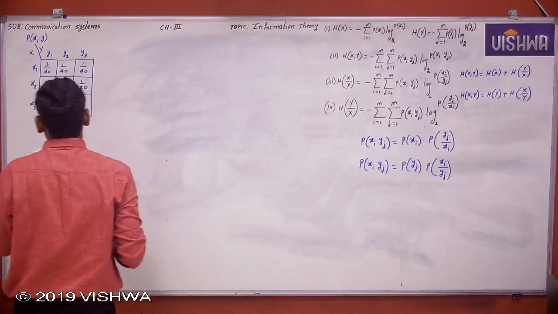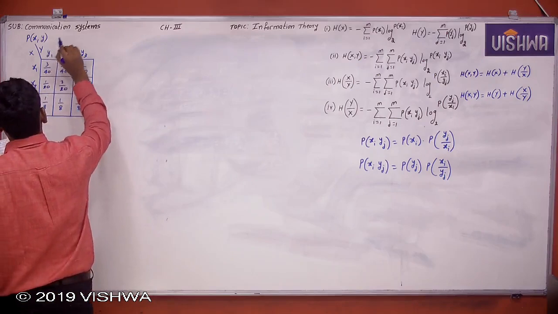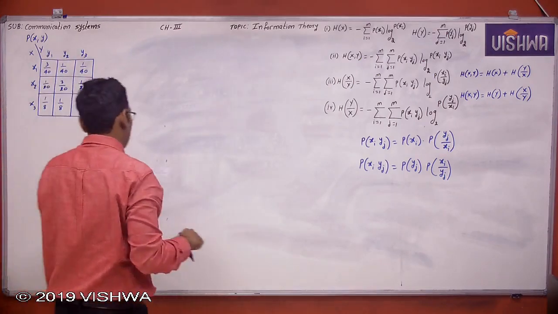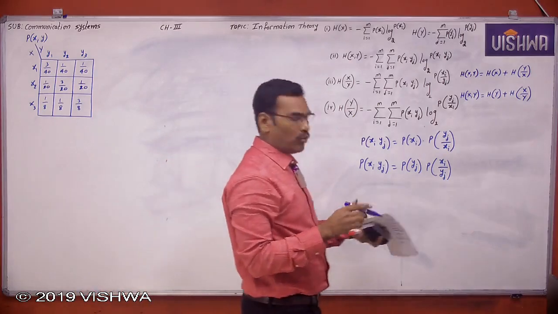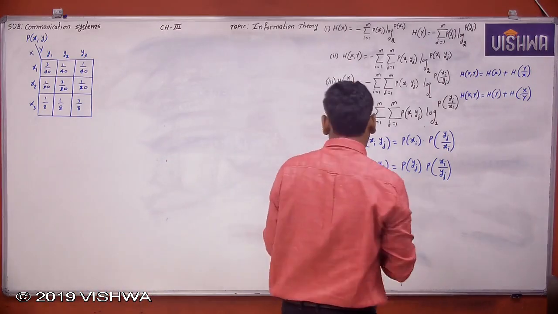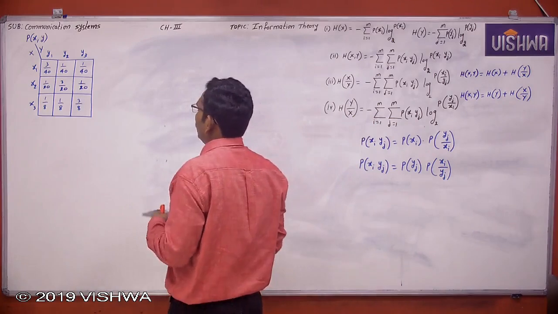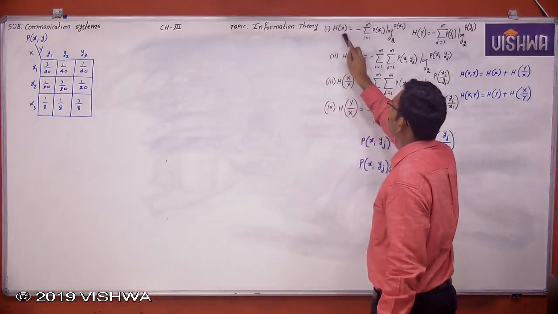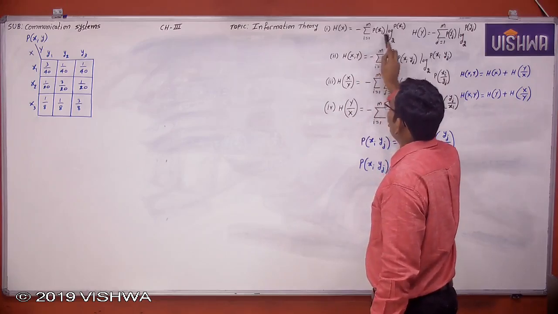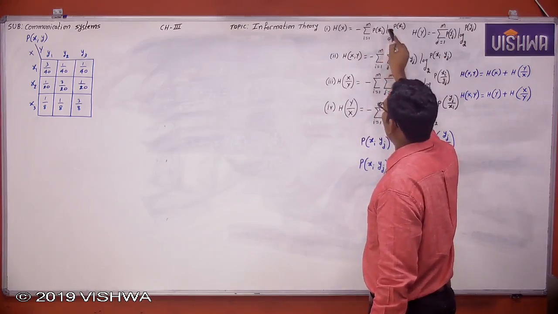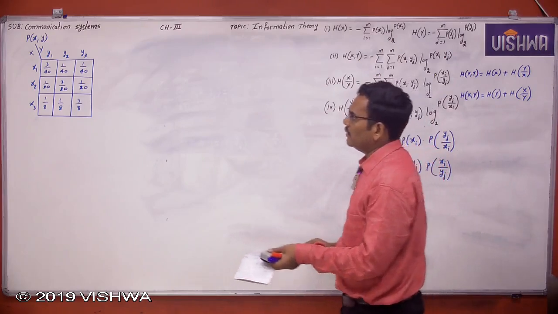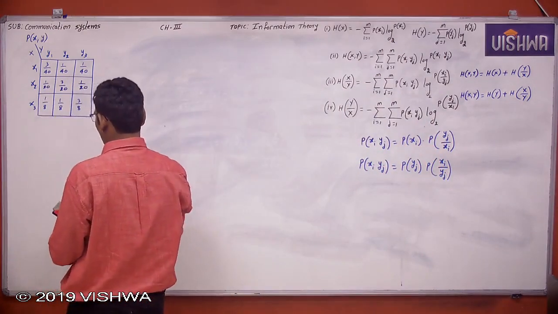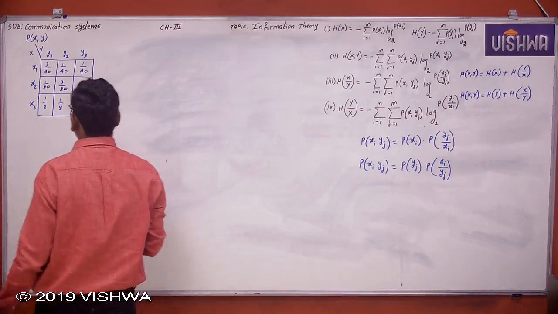Consider the joint probability of two discrete sources x and y is given. Now he is asking to calculate all the entropies. First of all, if you want to find h of x, entropy of a source x, we require the probability of symbol x1, probability of x2, probability of x3. The given is a joint probability, so it's not a problem.